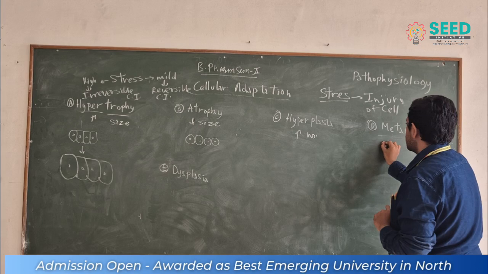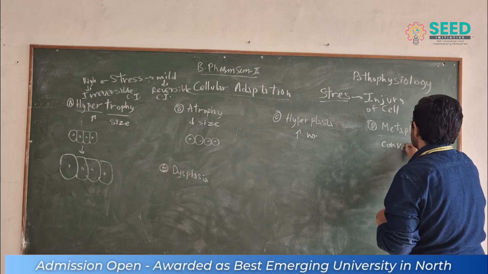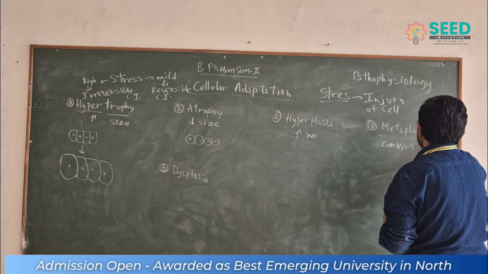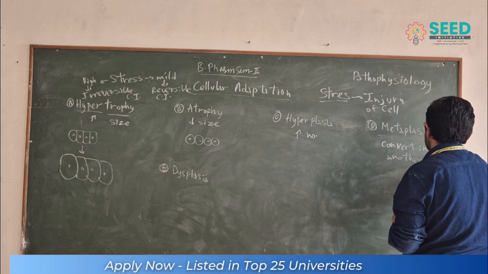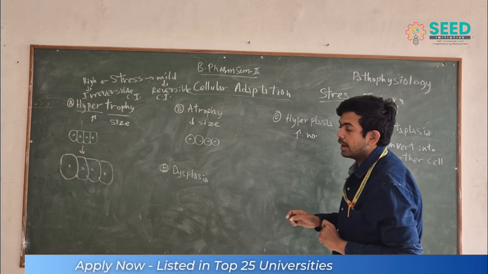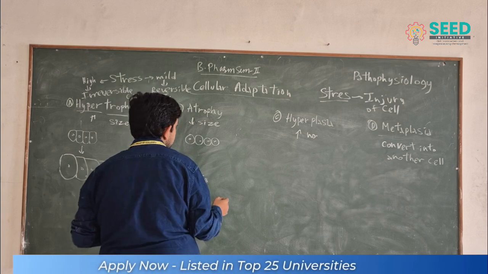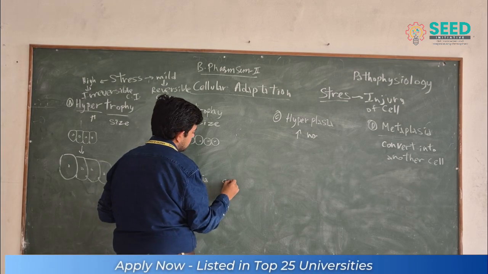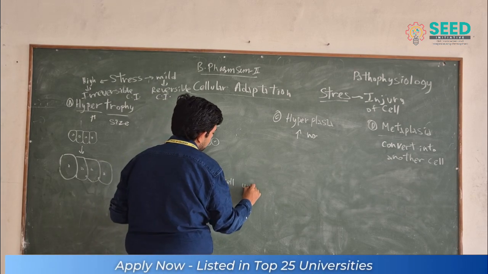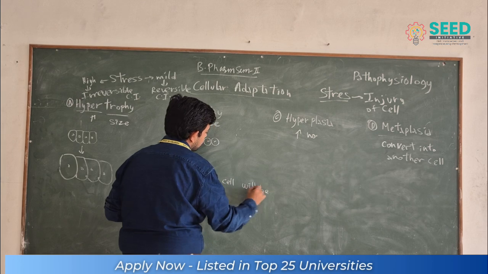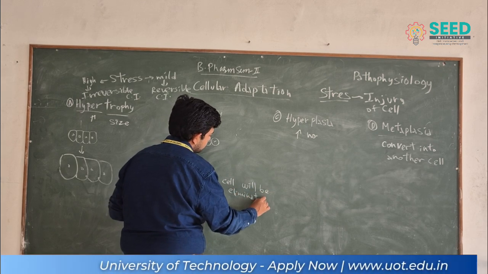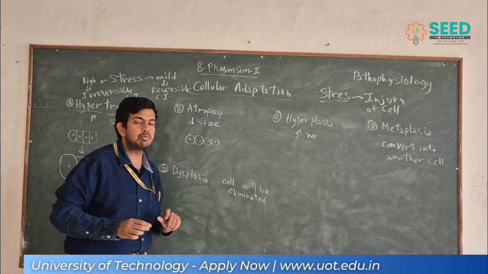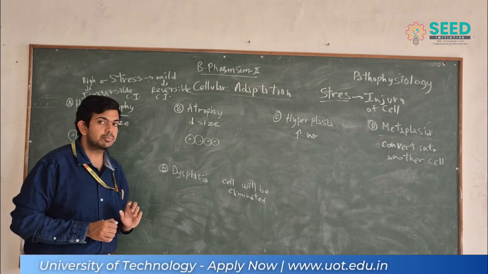Metaplasia means the cell will convert into another cell. And dysplasia means that the cell will be eliminated. That means it will be completely gone.